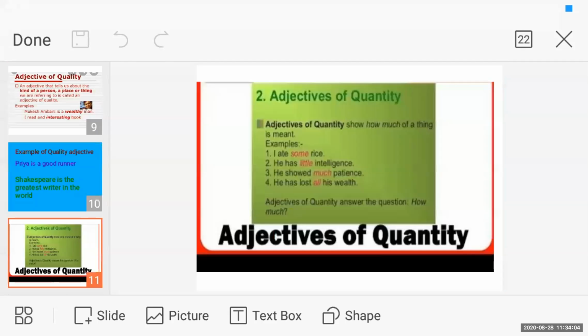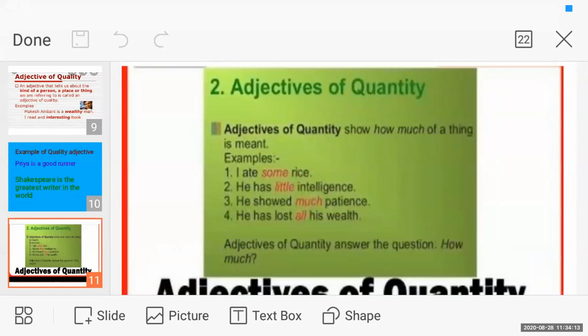Now come to the next, adjective of quantity. What is this adjective of quantity? It is similar to the adjective of quality, but it means how much. You can identify it with just one concept: how much of the thing. Here we have some example sentences. I ate some rice. Is a proper number mentioned there? No. So some means a little bit. This kind of word comes under the adjective of quantity.